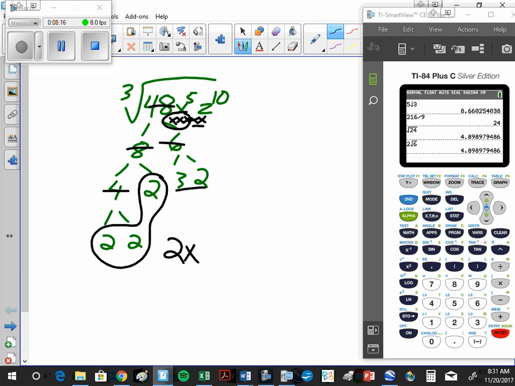What about the z's? I don't want to write them all out, but how many 3's are there inside of 10? 3 with 1 left over. So I can bring out z to the third. And then my leftover numbers are 3 times 2, which equals 6. And I have 2 x's left over and 1 z left over. Does that make sense? Okay.